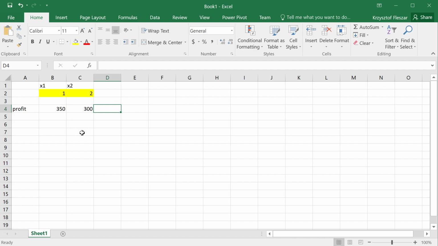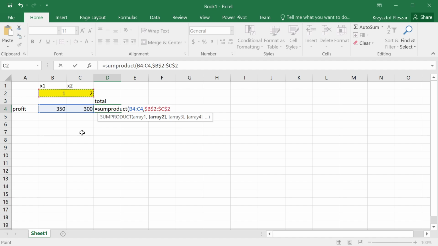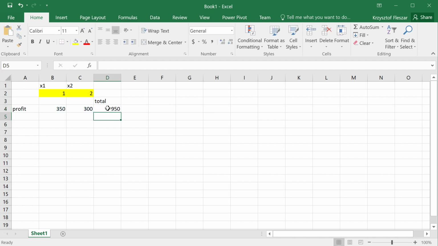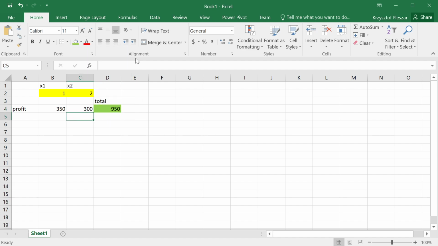So here I can calculate the total profit as a sum product. This is just implementing the functions. All right, sum product of those two arrays, which will calculate 350 times the value for X1 and 300 times the value for X2. Right, so this is calculating 950 as a total profit, and then I will have the constraints, which were about pumps, labor, and tubing, right?